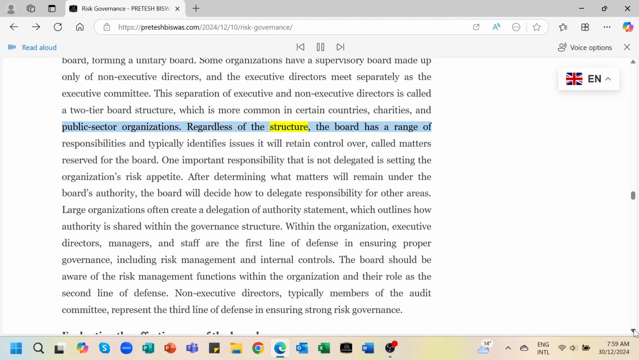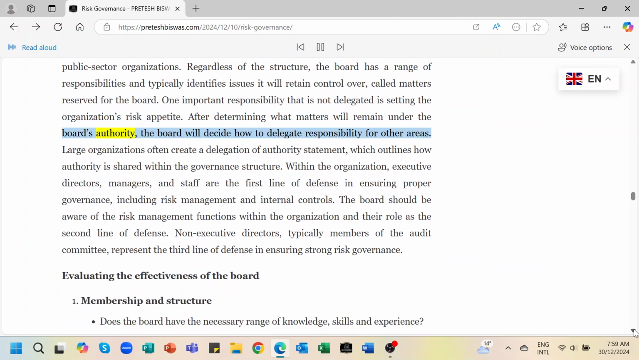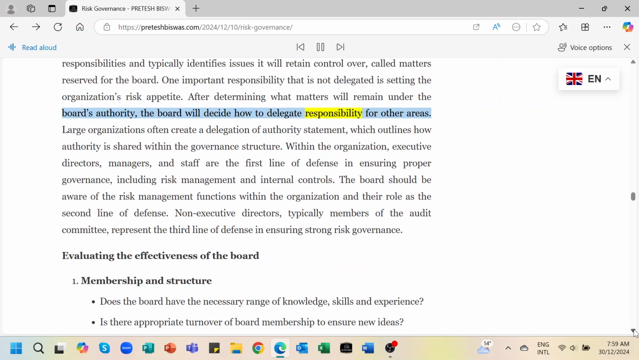Regardless of the structure, the board has a range of responsibilities and typically identifies issues it will retain control over, called matters reserved for the board. One important responsibility that is not delegated is setting the organization's risk appetite. After determining what matters will remain under the board's authority, the board will decide how to delegate responsibility for other areas. Large organizations often create a delegation of authority statement, which outlines how authority is shared within the governance structure.